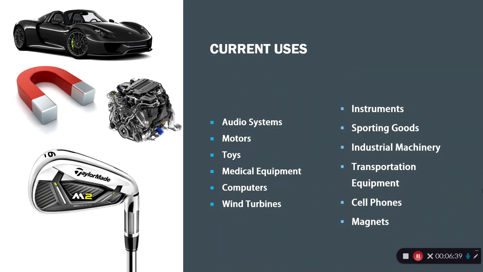Iron still has a lot of current uses in today's society. For example, iron is still used in audio systems, motors, toys, medical equipment, computers, wind turbines, instruments, sporting goods, industrial machinery, transportation equipment, cell phones, and magnets.